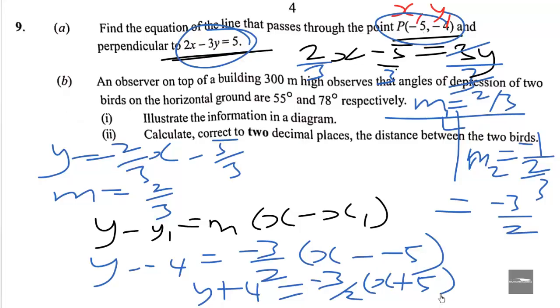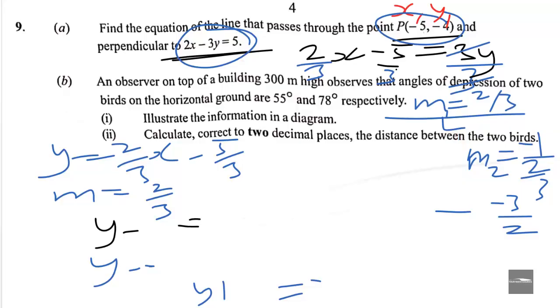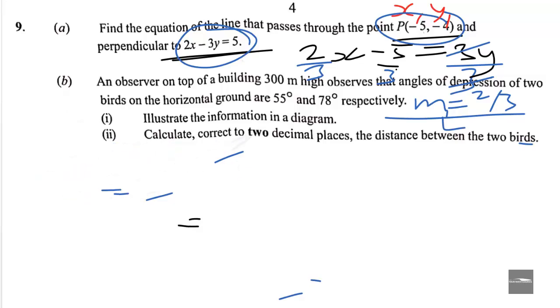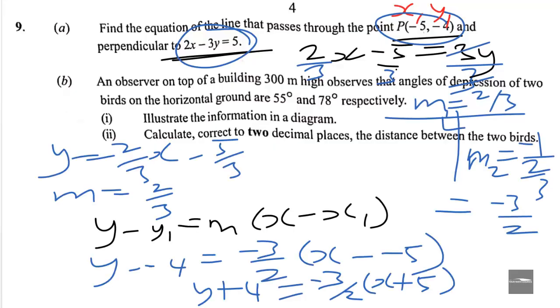So what can we do now? We can multiply through by 2 and simplify. So let's do that. Let me get some space here. So we have our equation now. Remember, the equation is y plus 4 equal -3 over 2 x plus 5.